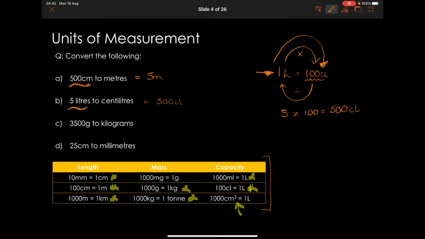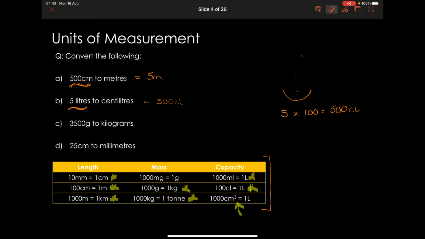Again, I know this seems like I'm probably making it too difficult using the diagram, because you could have looked and thought, well, I know that 1 litre is 100, so 5 litres must be 500. That's fine, but I'm just trying to get you used to using this diagram because it'll make your life easier later.